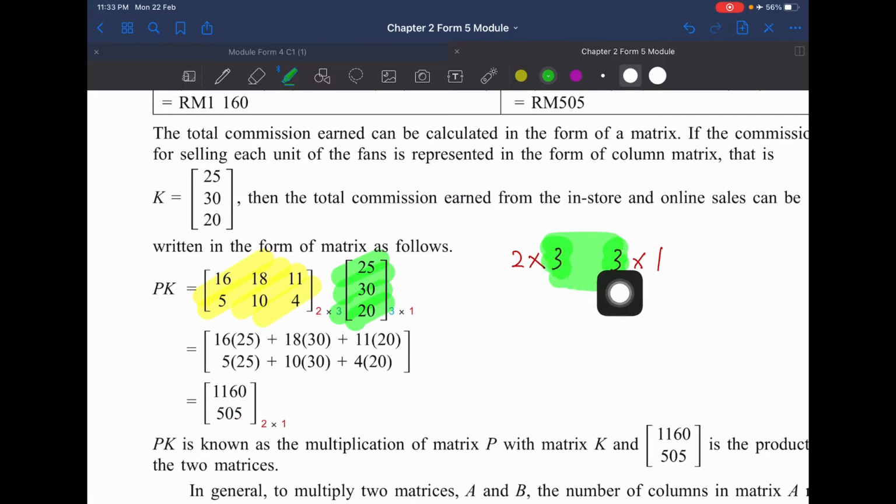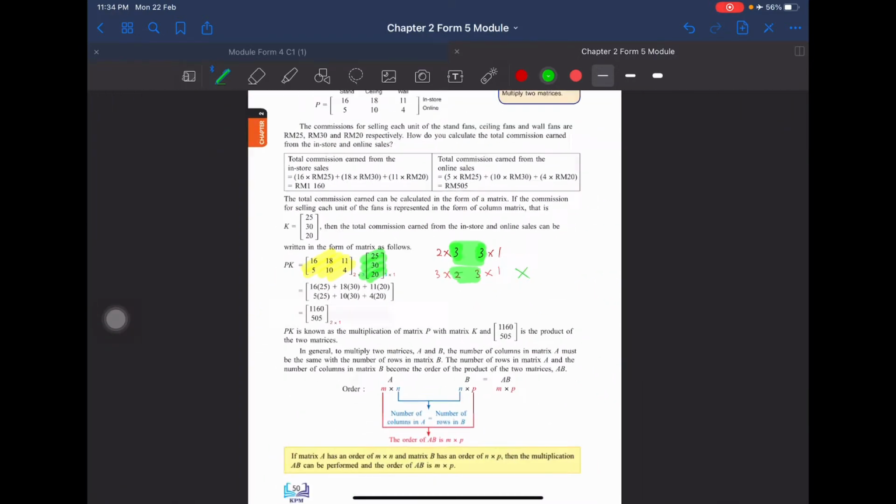If you have 3 and 3, you can straight away multiply your matrices. If you have different numbers over here, it means you cannot multiply the matrices. For example, you have 3 by 2 and 3 by 1. Look at the middle part. It's not the same, so it means you cannot multiply these matrices. I hope you remember this is the most important criteria before you multiply any matrix.